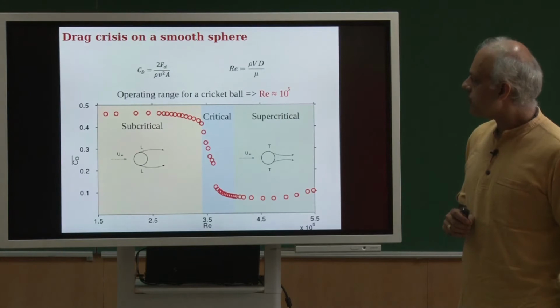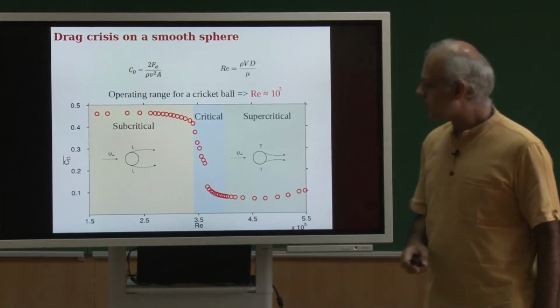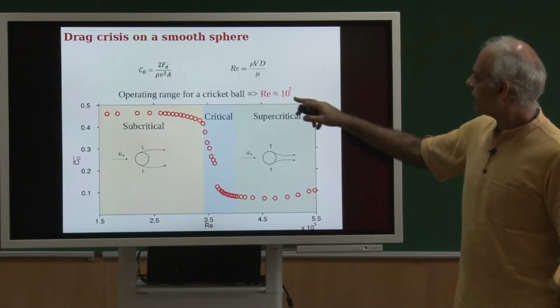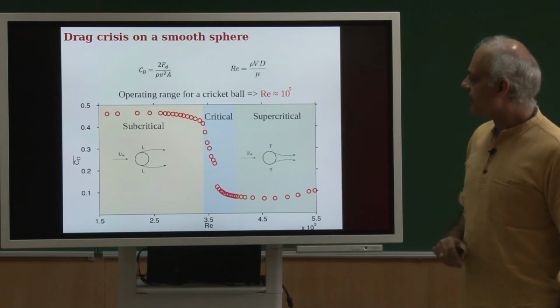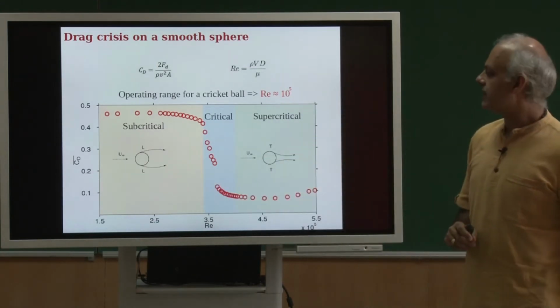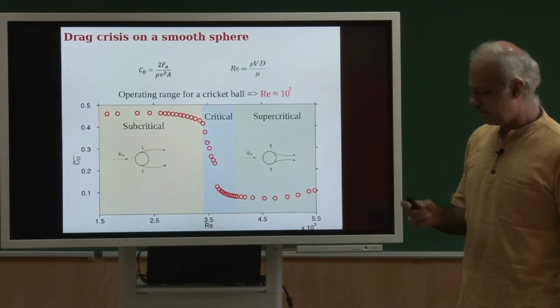I remind you that for the smooth sphere the critical Reynolds number is about 3.5 into 10 to the 5th. Okay? But for the cricket ball, the operating range is about 10 to the 5th, which is actually way before even the curve begins on the left axis of my plot.